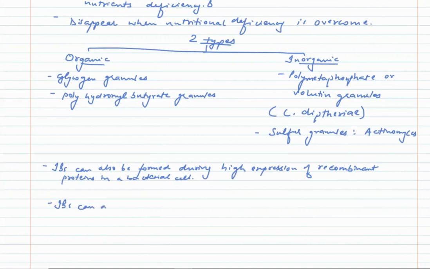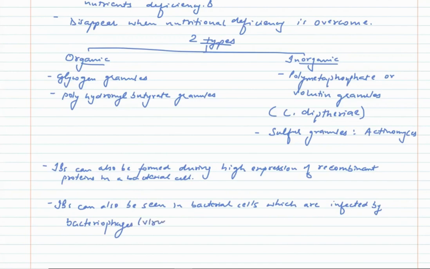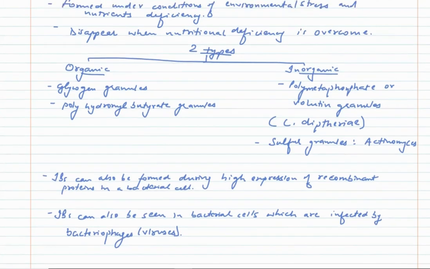Inclusion bodies can also be seen in bacterial cells which are infected by bacteriophages, basically viruses. So whenever a virus infects a bacterial cell, then also these inclusion bodies are produced.